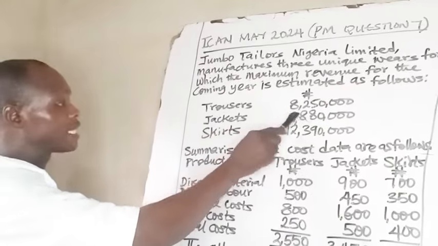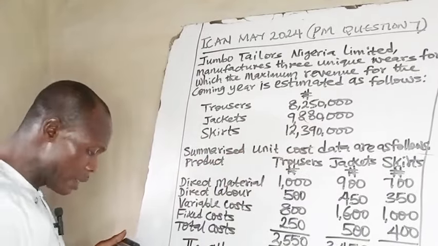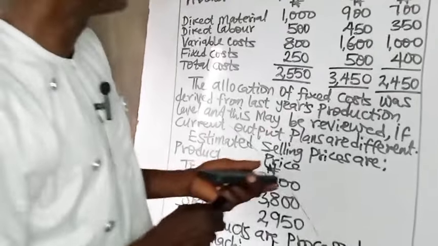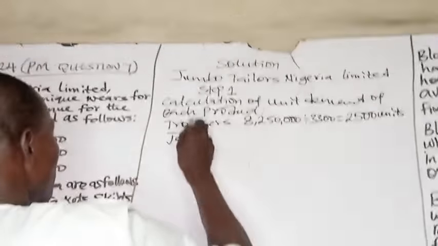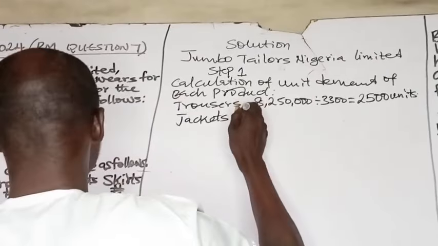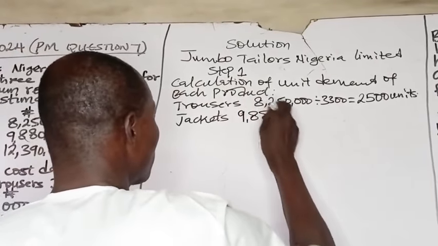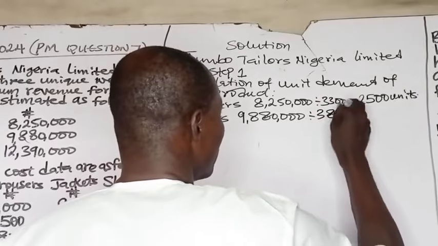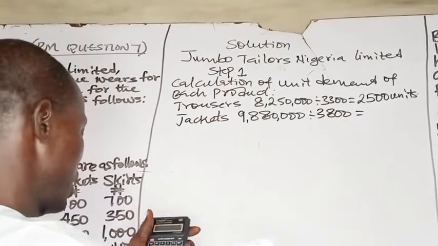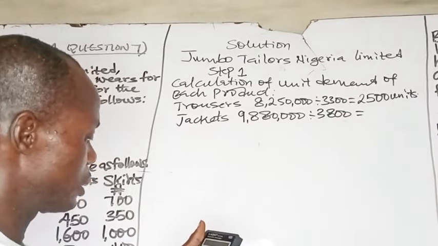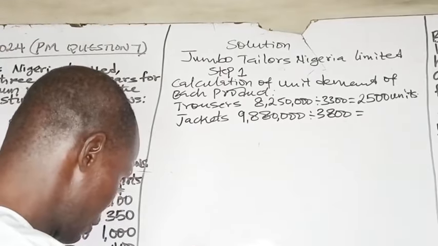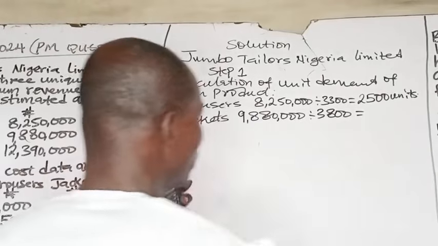The second product is jackets. The revenue from jackets is 9,880,000. And the selling price of jackets is 3,800. So you have jackets. The revenue is 9,880,000 divided by the selling price per jacket, which is 3,800. 9,880,000 divided by 3,800. So we have 2,600 units.